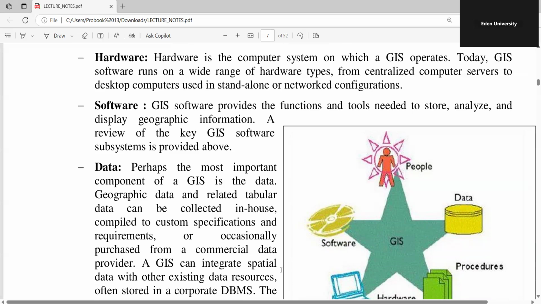And then data. The most important component of GIS is data. Here in Zambia, we say data number one because without any data, you cannot do anything. So geographic data and related tabular data can be collected in-house, compiled to custom specifications, or occasionally purchased from commercial data providers.